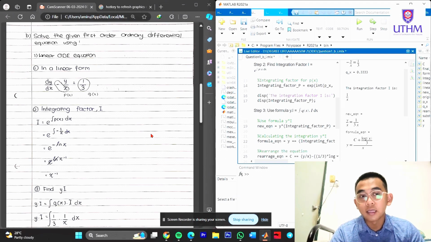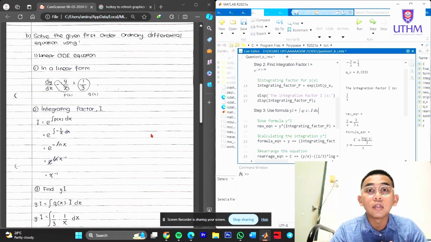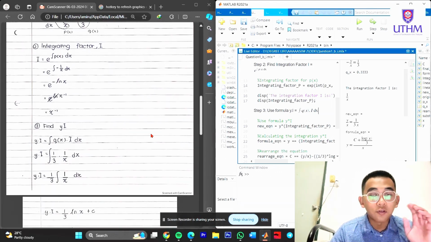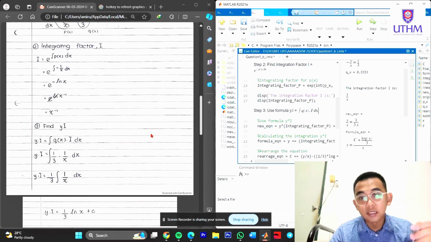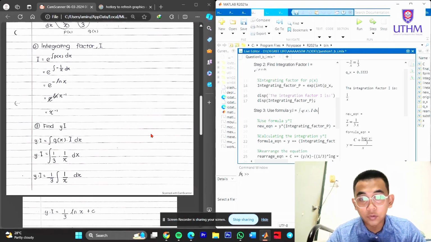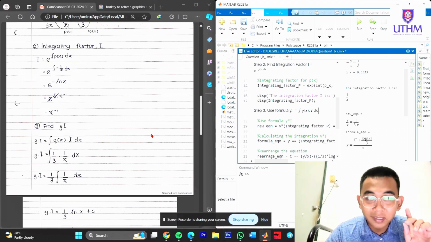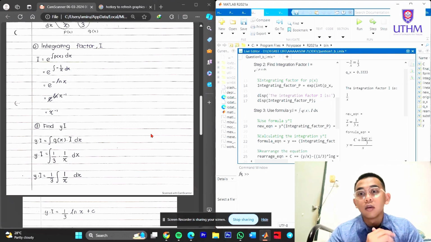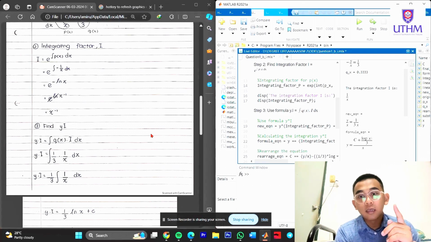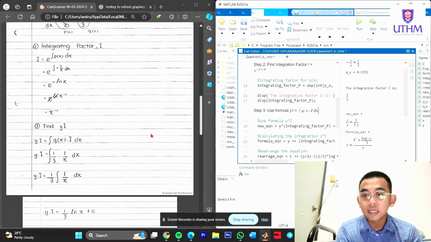Okay, we carry on to the next one, which is finding y times I. The formula for y times I is y times I equals the integration of qx multiplied by I dx. So our qx we have already known, which is 1 over 3, and our I is 1 over x.